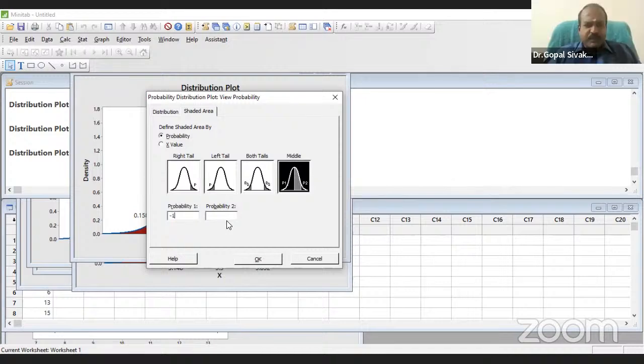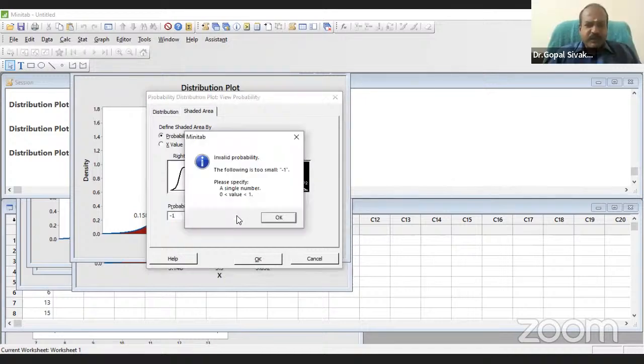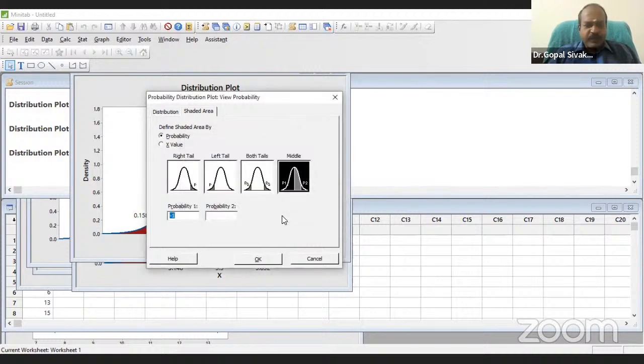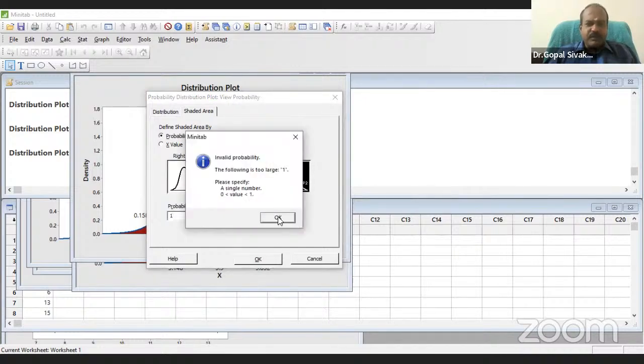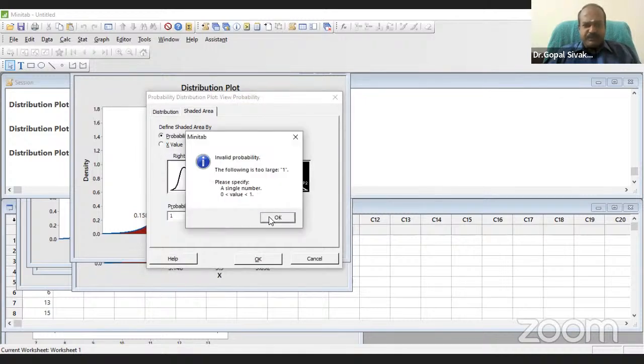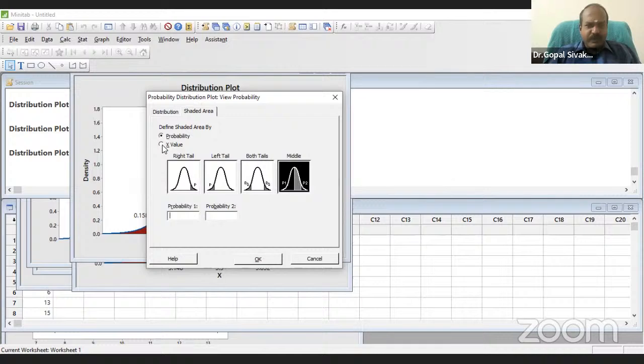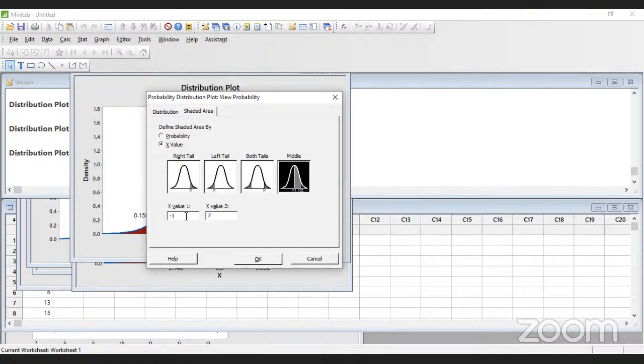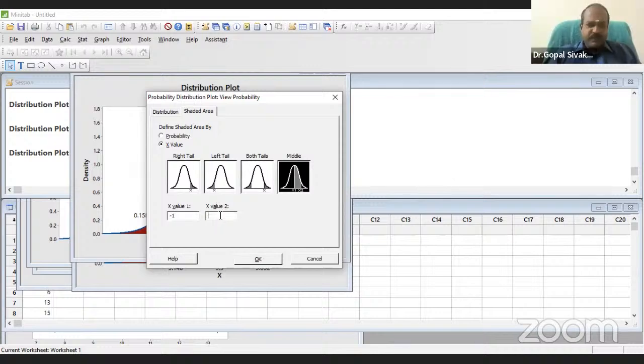Why is it not accepting minus 1? Oh, okay. Sorry, let me take x value. Select x value. Minus 1. Right side is plus 1. When left side is minus 1, right side is plus 1.